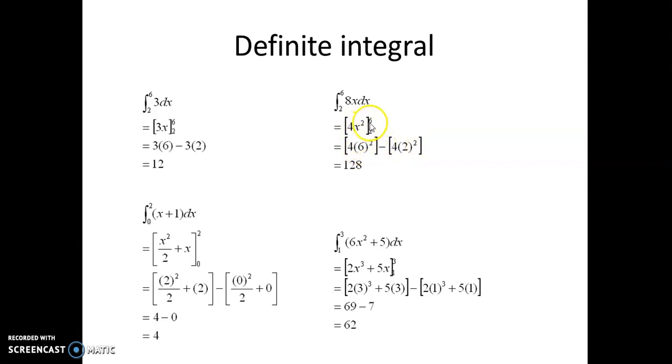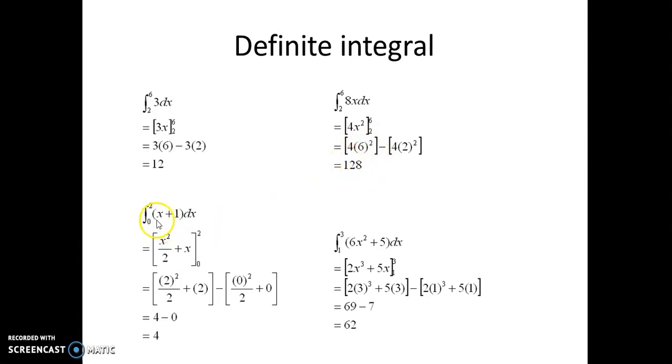So therefore, if you substitute 6 in first and then you substitute 2, then it's going to be 6 squared is 36 times 4, minus 2 squared is 4 times 4, and you should get an answer of 128. And again, this gives you the area below a curve.